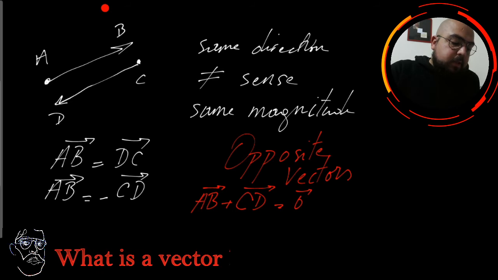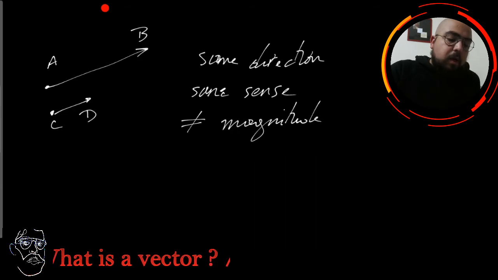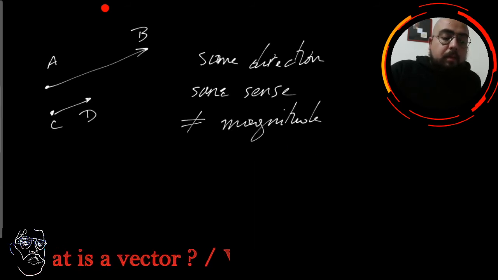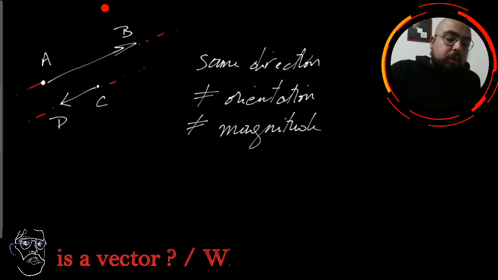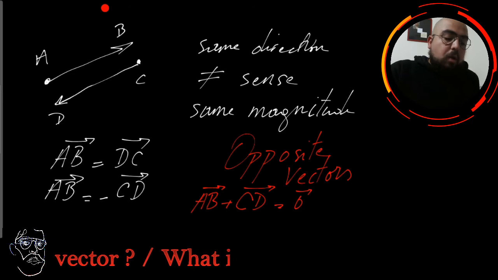In the previous case, for example, we didn't have the same magnitude, or even this one. They have different orientation, different magnitude. That's why I cannot talk about opposite or equal.